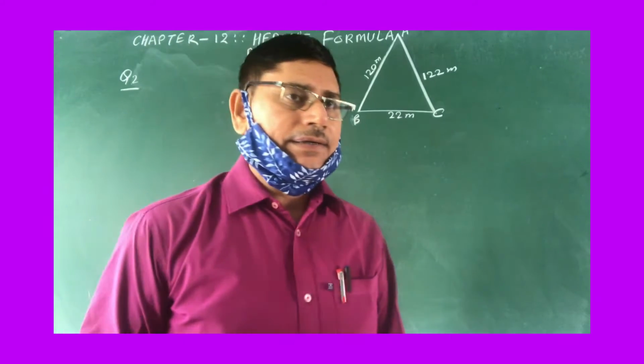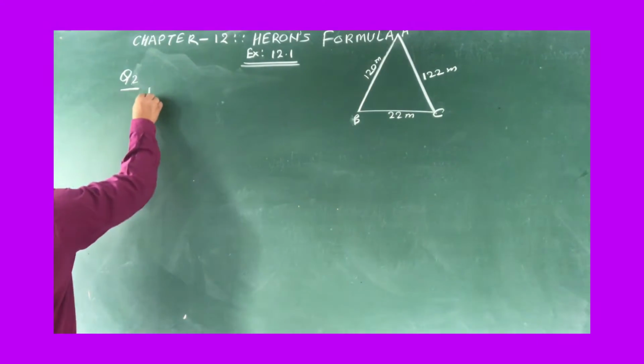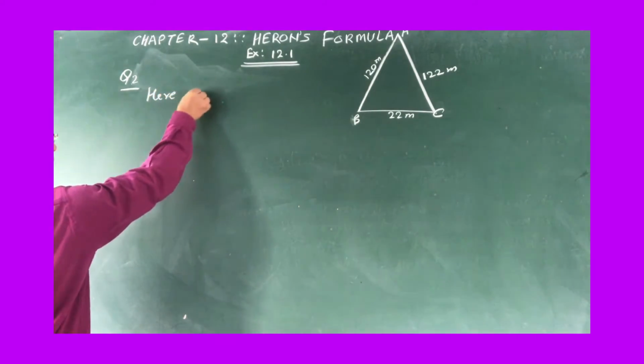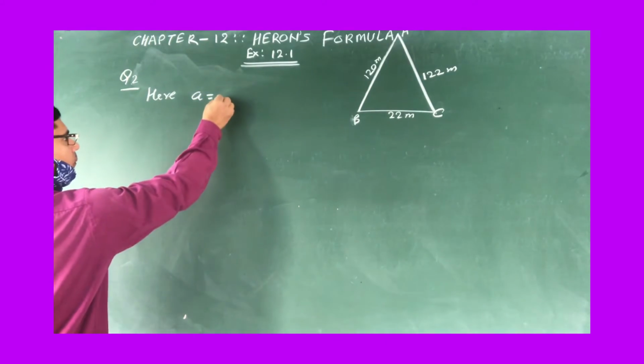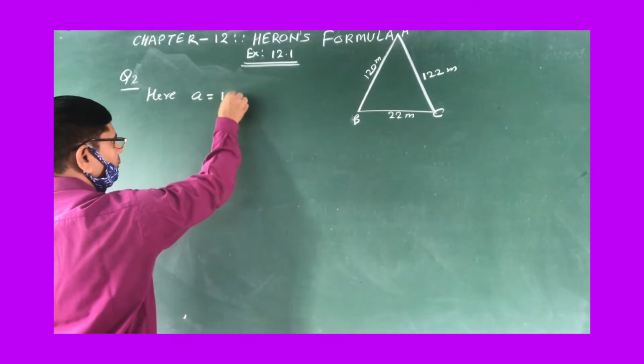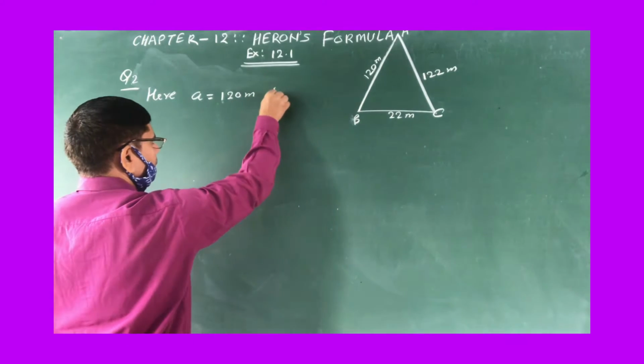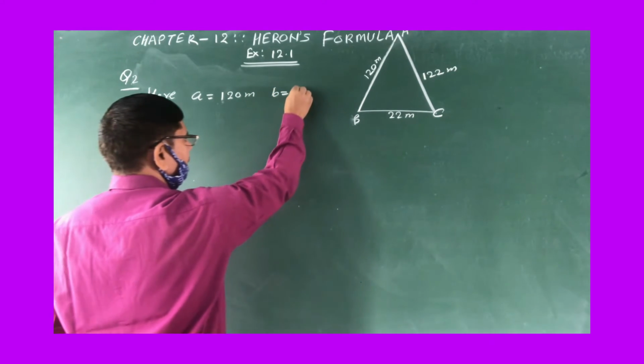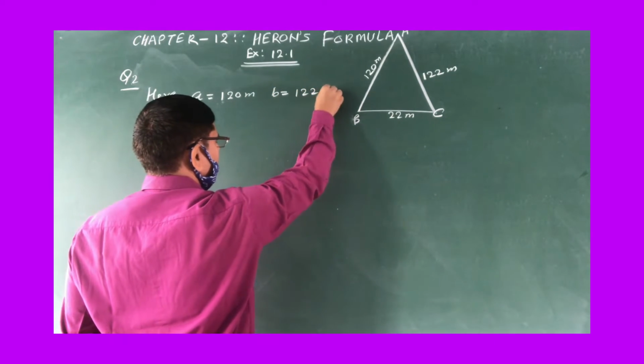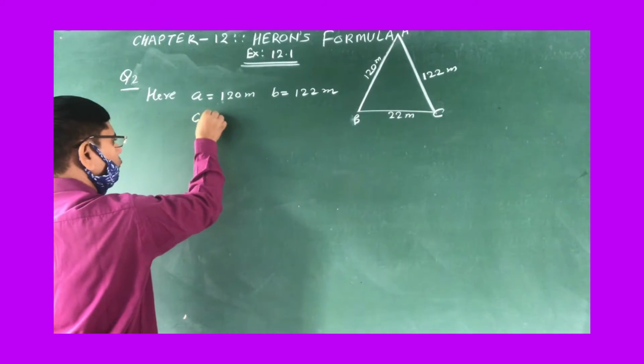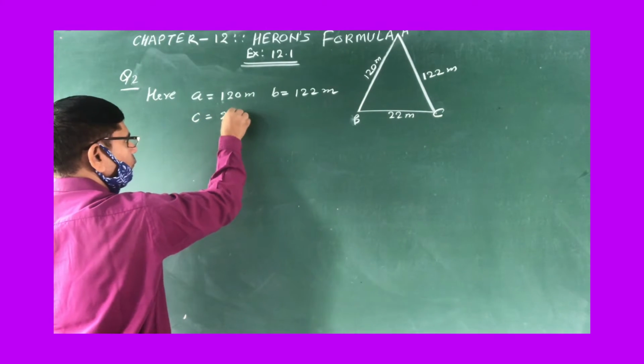You will write here a equal to 120 meter, b equal to 122 meter, and c equal to 22 meter.